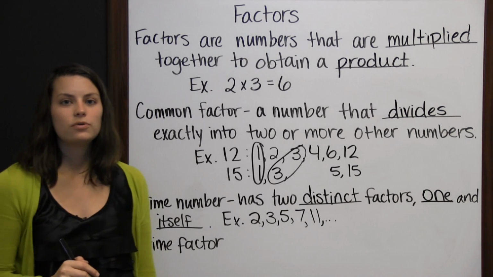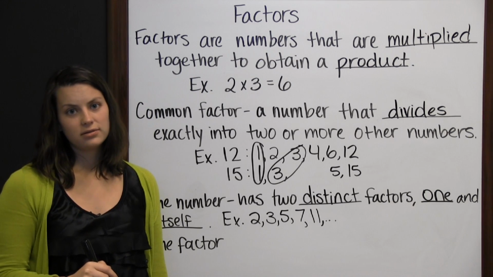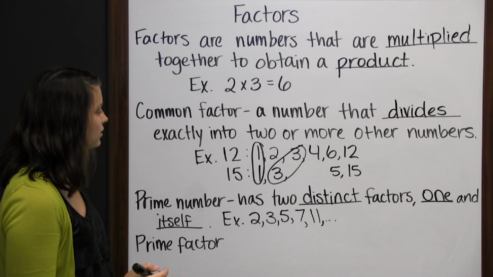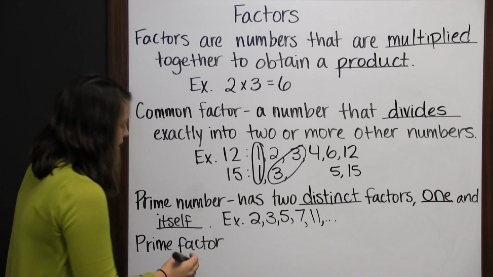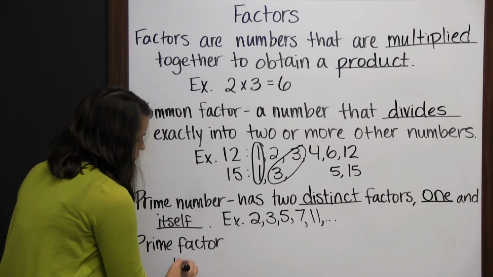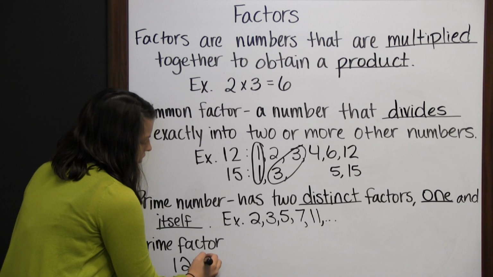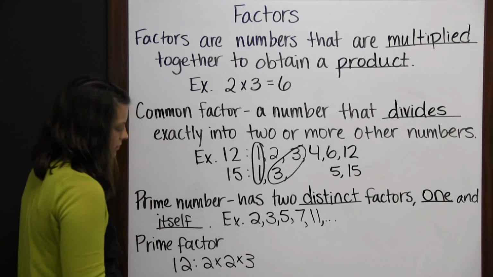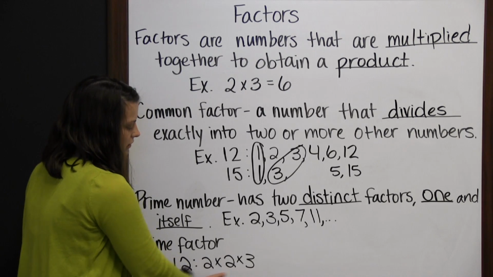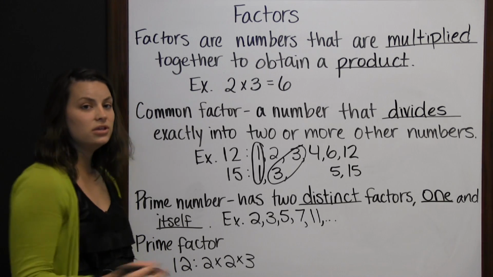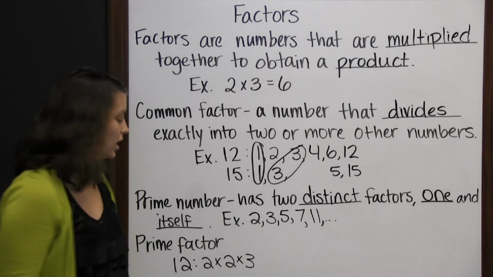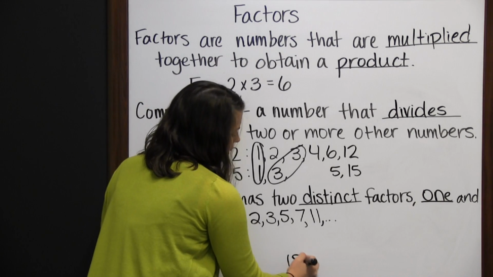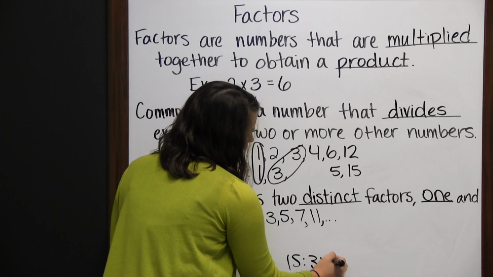You can also do prime factorization. The prime factorization of a number, for instance, the prime factorization of 12 would be 2 times 2 times 3. That's where you write the product of a number only using primes. And the prime factorization of 15 would be 3 times 5.